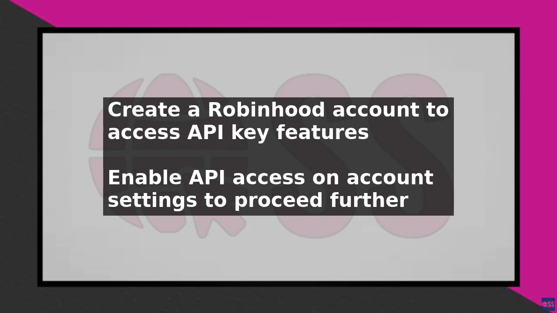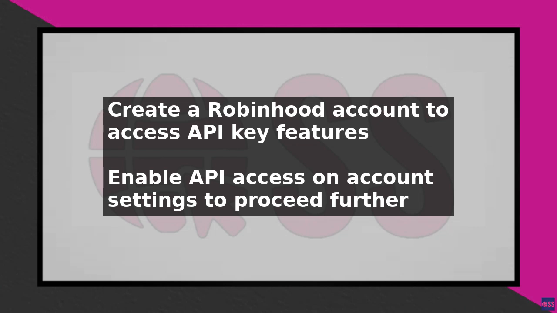So if you don't have one, sign up for it. Once you have an account, navigate to the Robinhood website and log in. Next, you need to enable the API access on your account. To do this, go to the account settings and look for the API access option.